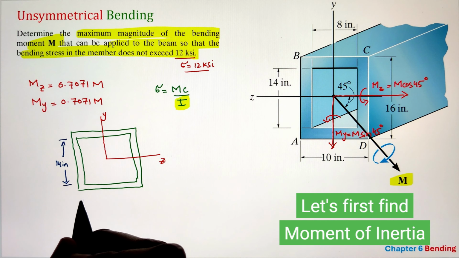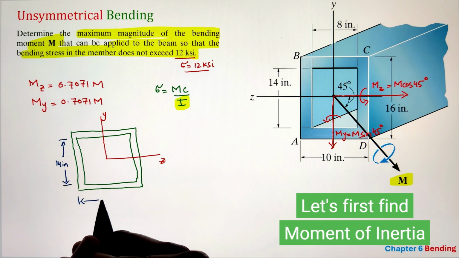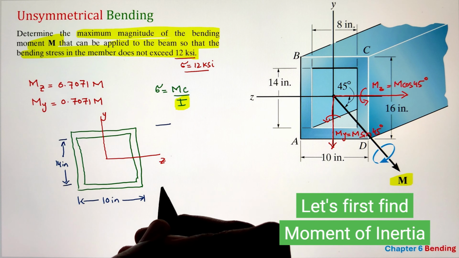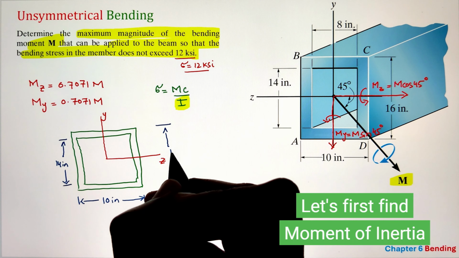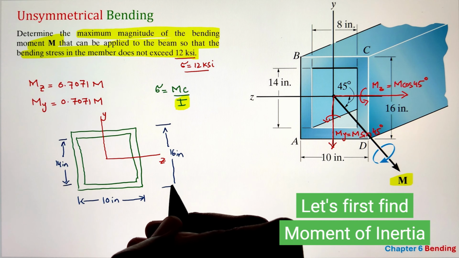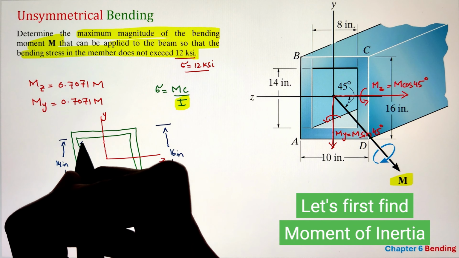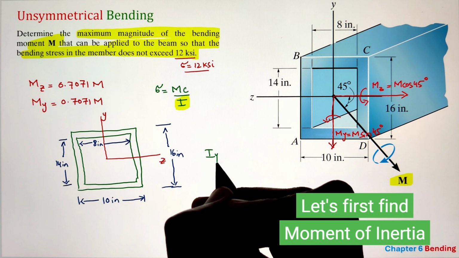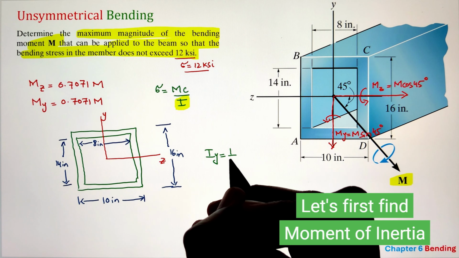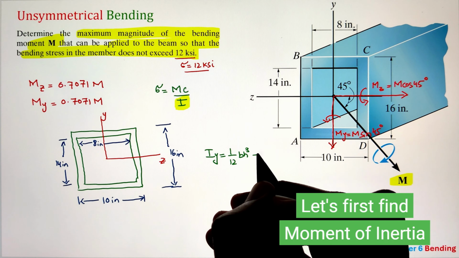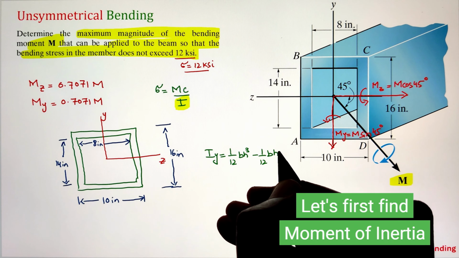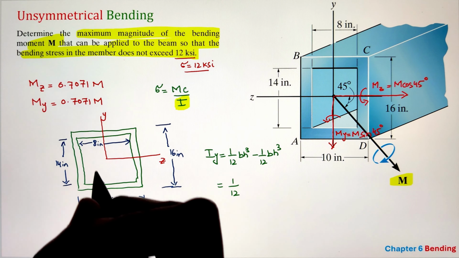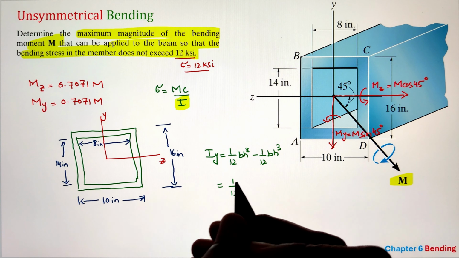So let's go ahead and draw the cross section of the beam. Here I have a hollow rectangular channel where the dimensions of the outer rectangle are 16 inch by 10 inch, whereas the inner rectangle dimensions are 14 inch by 8 inch. So in order to calculate the moment of inertia along the y and z axis, we can utilize the formula of 1 over 12 bh cubed that is utilized for any rectangular section. Now, in this case, we will be calculating the moment of inertia of the bigger outer rectangle and subtracting the moment of inertia of the smaller inner rectangle out of it.